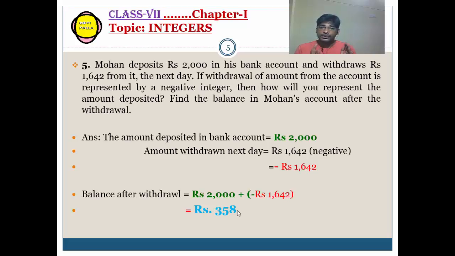And how will you represent the amount deposited? The amount deposited is positive because the amount withdrawn is negative. So this is as per the additive inverse property. We can say that if this withdrawal is negative, the deposit is positive. So the answer is, the balance after withdrawal is 358 rupees.